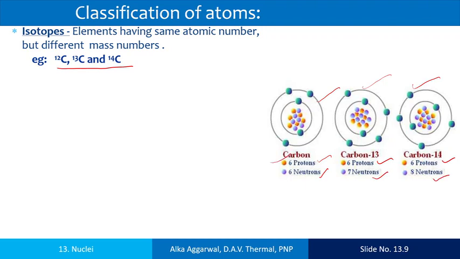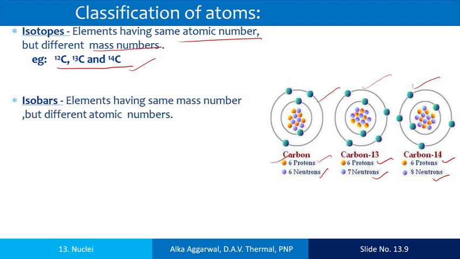As the number of protons is the same, their atomic number is the same. The number of neutrons is different, so their mass number is different, and so these are isotopes. So isotopes are the atoms of the same type having the same atomic number but different mass number.